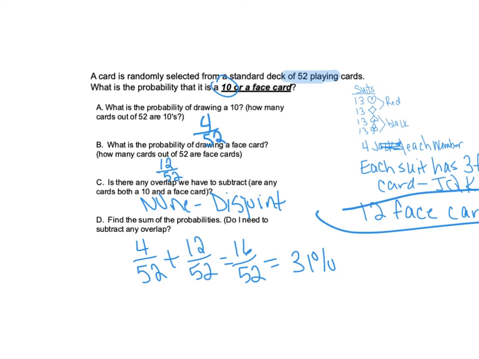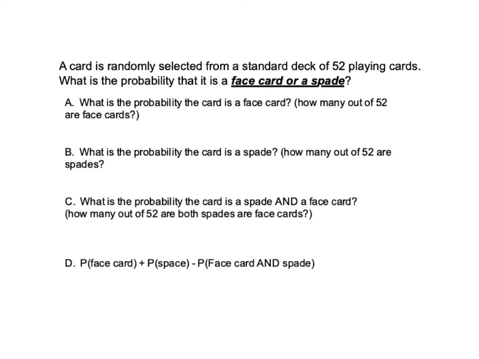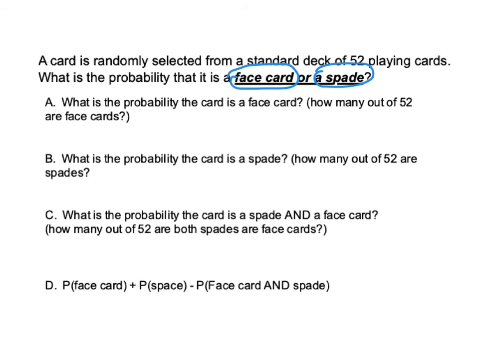Okay, so let's look at another example. Same 52 cards. We want to know the probability that it is a face card or a spade when you draw that card. So first we ask ourselves, what is the probability that it's a face card? Well, we know there are 12 face cards out of our 52. Spade is one of our suits. There are 13 spades, ace through king, out of 52. So that's the probability of our spade.